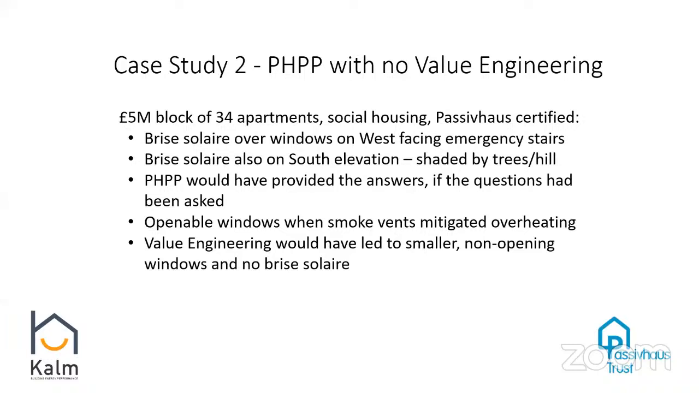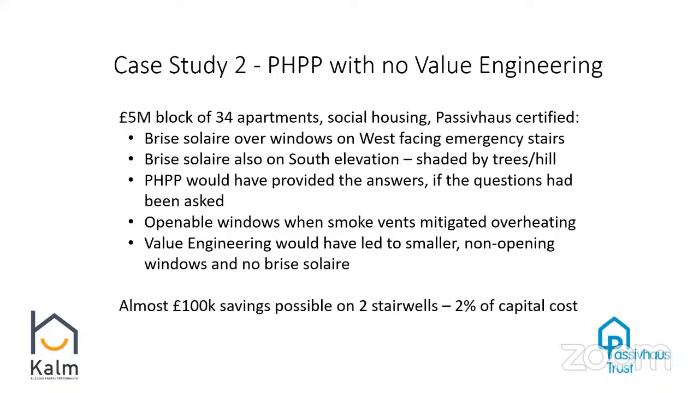So a proper value engineering approach would have meant you had smaller windows, you didn't need to open them, and you wouldn't have had to put the brise solaire at a great cost on the outside. Had the PHPP been interrogated with this kind of question in mind, you could have saved £100,000 just on 2 stairwells. One of these brise solaire you couldn't even see. It was tucked around the side of the building, and that was 2% of the capital cost.